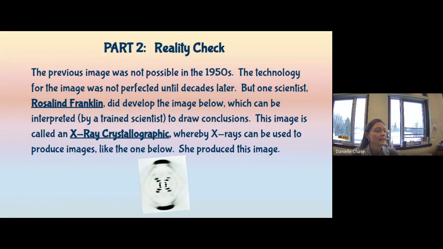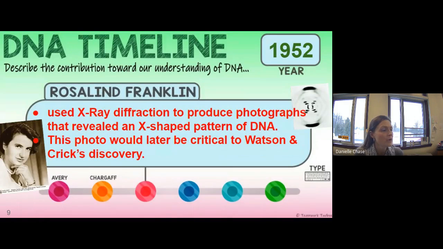Okay, here's a reality check. The previous image was not possible in the 1950s. The technology for this image was not perfected until decades later. But one scientist, Rosalind Franklin, did develop the image that you see below, which can be interpreted by a trained scientist to draw conclusions from. The image is called an X-ray crystallograph, whereby X-rays can be used to produce images like this one that she produced. So here's Rosalind Franklin.